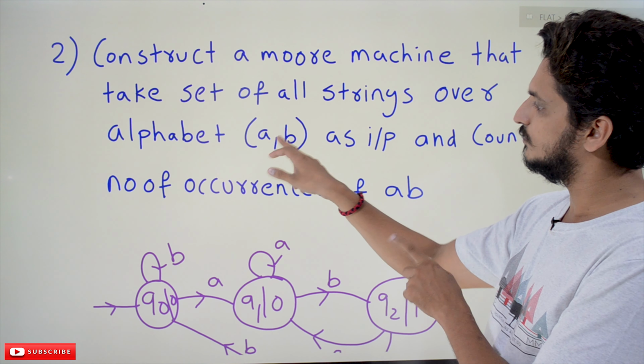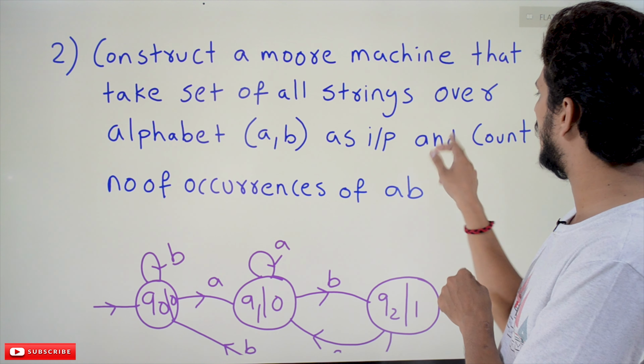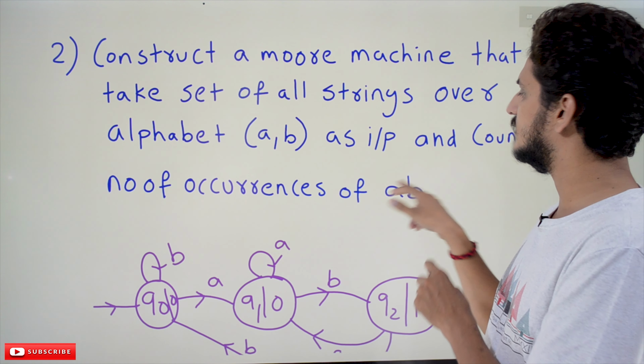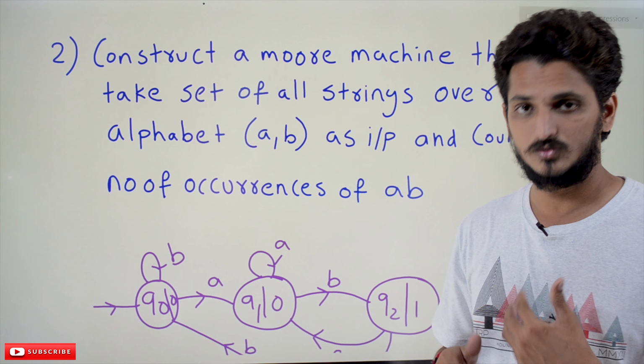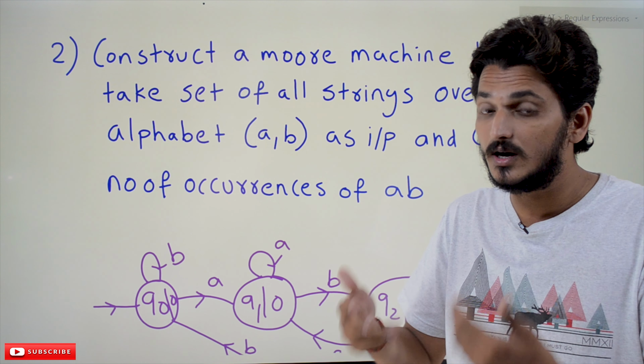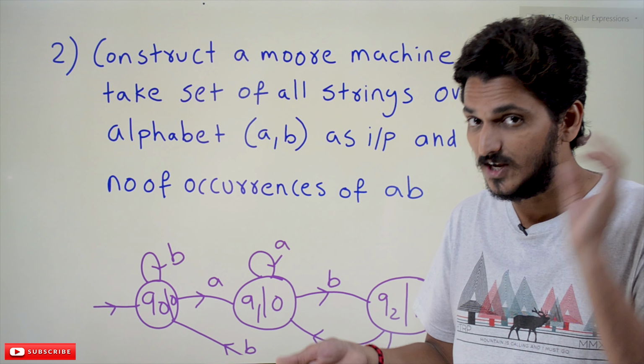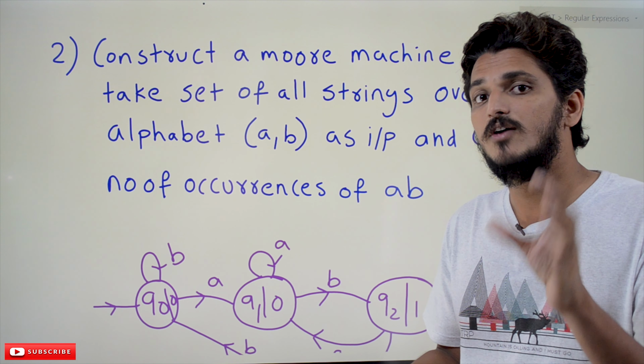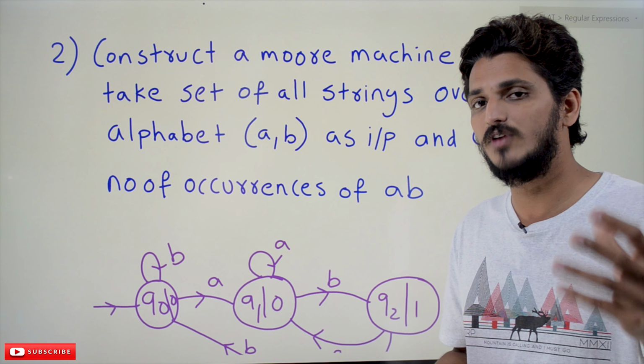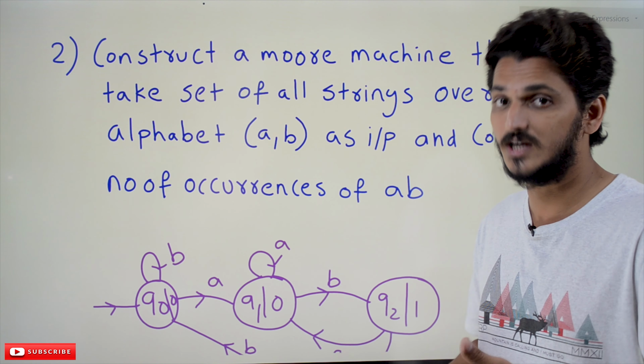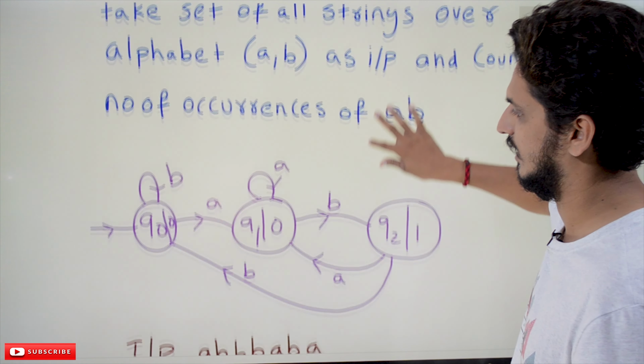This is the alphabet, input alphabet A, B as input, and count the number of occurrences of AB. So we have to count the number of occurrences of AB. This flexibility is not there in our finite state machines, DFA, NFA and all those things. How we write the Moore machine, let's try to understand.